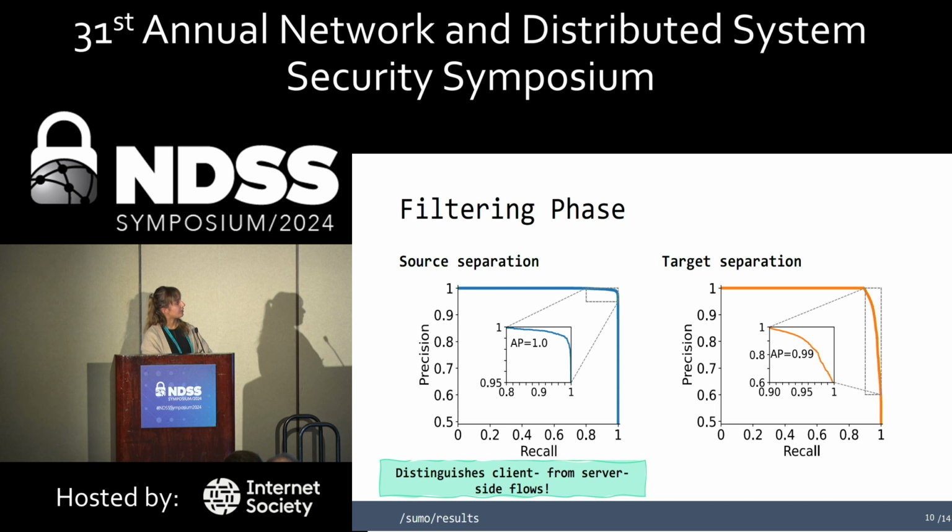For the second stage, the target separation, we obtain a slightly different curve, but still very good, with average precision almost equal to 1. So we can also effectively distinguish between flows to the internet and to onion services. And by the way, both of these classifiers were implemented using extreme gradient boosting.